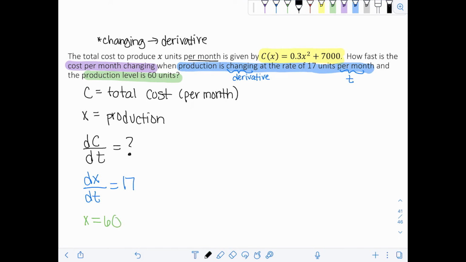So let me go ahead and write our equation again. C is equal to 0.3x squared plus 7,000. And what we're going to do is take the derivative with respect to time. So I'm going to write that as d/dt.